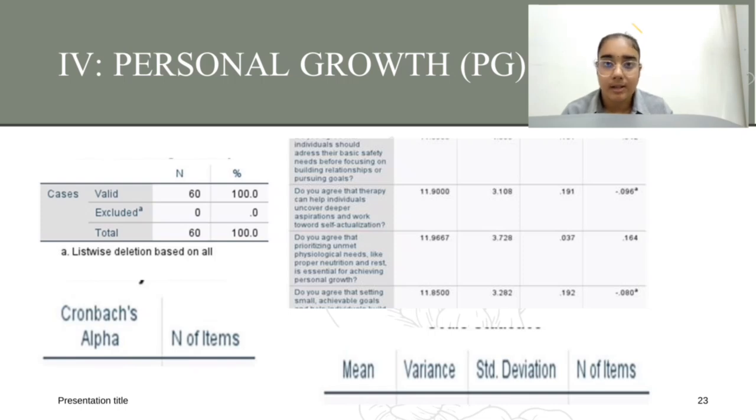If this item is deleted, the Cronbach's alpha value slightly decreases to 0.080. The lowest item-total correlation value is 0.131. If this item is deleted, the Cronbach's alpha value slightly increases to 0.342.